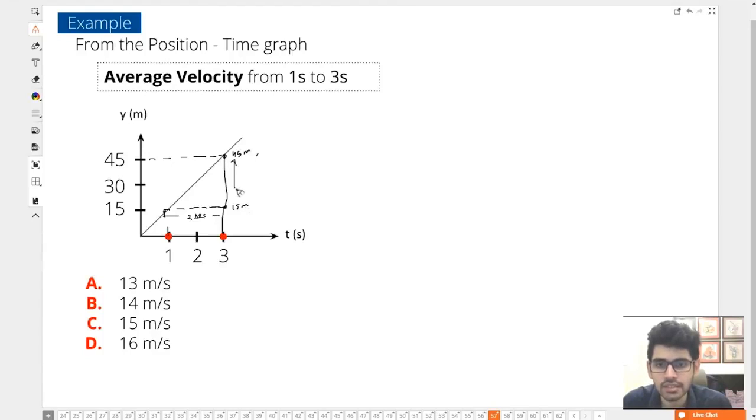So what is the difference? What is this length? This is 30 meters, right? This length is 30 meters. So what will be the average velocity? It will be delta x upon delta t, which is nothing but 30 by 2, which is 15, right? Everyone got 15? No confusion? Chalo. Let's move on to the next part.